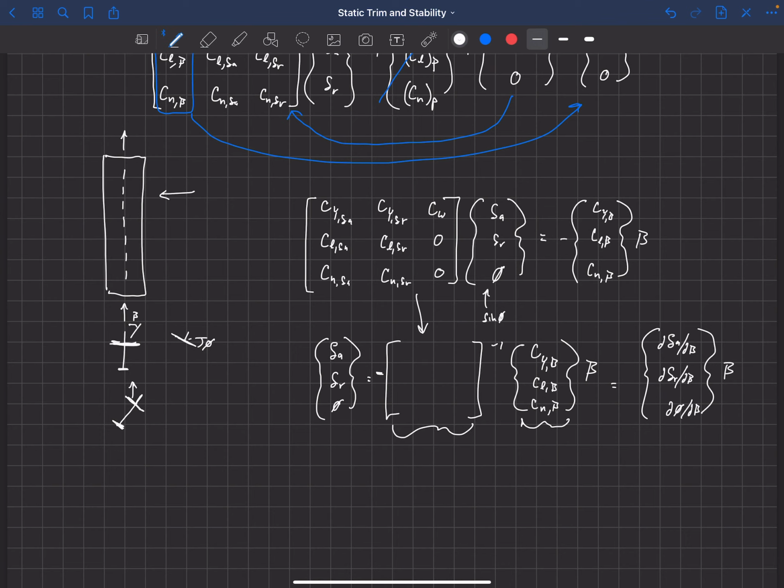Because I'm just going to get three scalars in there. Once I multiply this through, I just end up with a vector, and the top scalar is basically my proportionality constant between beta and delta A. The second scalar is a proportionality constant between beta and delta R, and the third is between beta and phi.